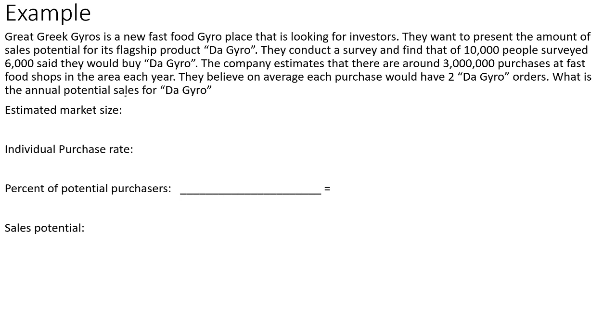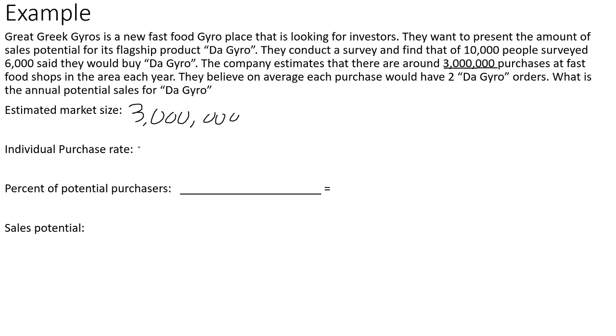So, estimated market size. In this case, the estimated market size is going to be 3 million, because that's how many people are going to purchase at a fast food restaurant, okay? That's how many attempts they get to get a purchase, right? The Great Greek Gyro: there's 3 million purchases at fast food restaurants. They're going to try to get as many of those as they can.